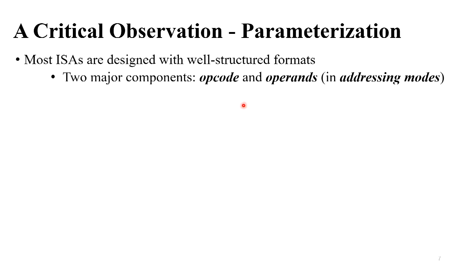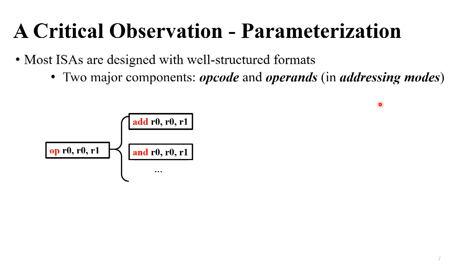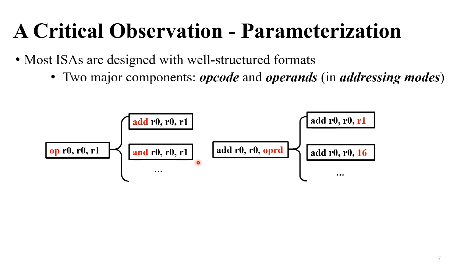To mitigate such limitations, we take advantage of the well-structured format in most ISAs in our approach. Most instruction formats have two major components, opcode and operand, which can have multiple addressing modes. For example, all ALU-related instructions, such as the AND instruction in ARM, have a similar format of OP, R0, R0, R1. For the AND instruction, its operand can have different addressing modes, such as register or constant.